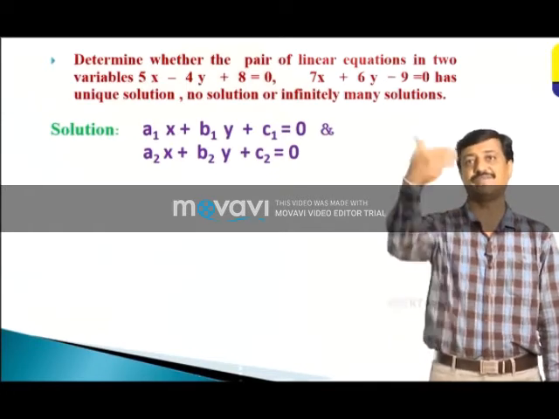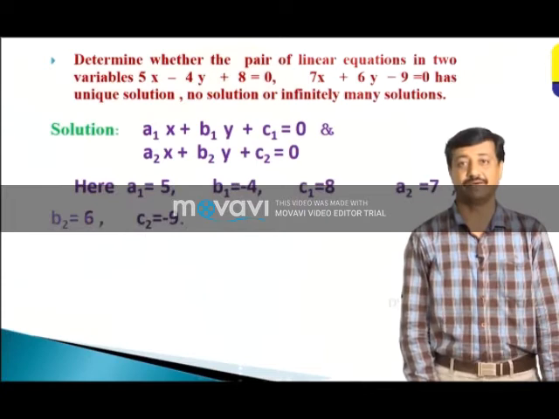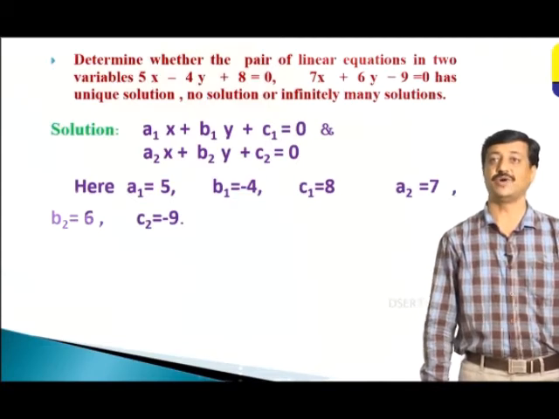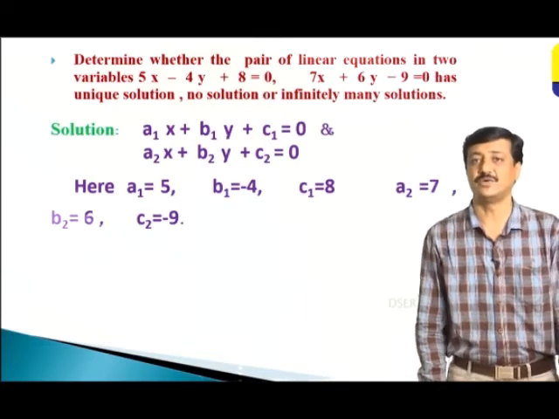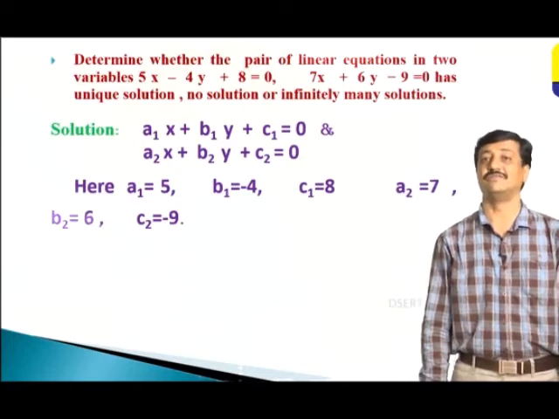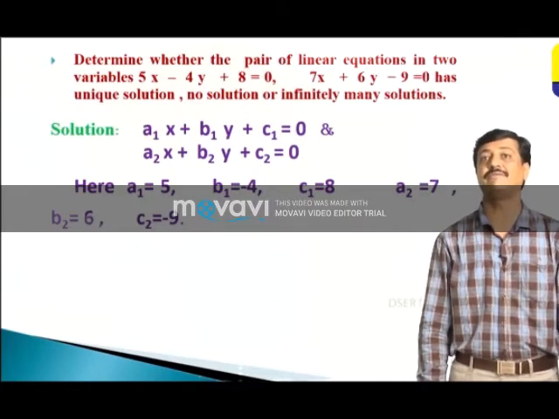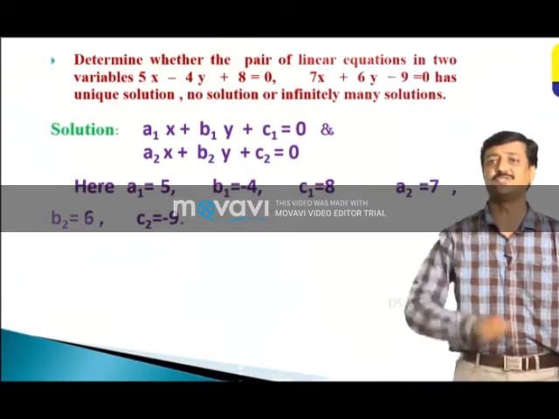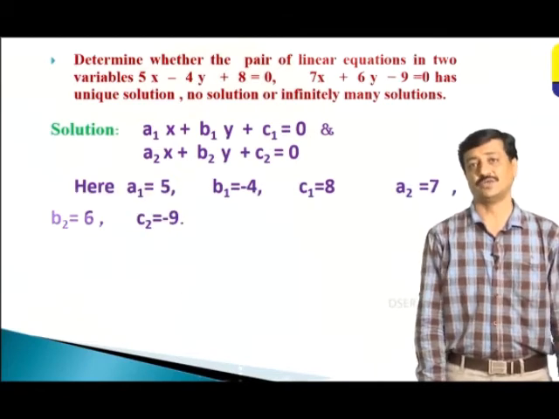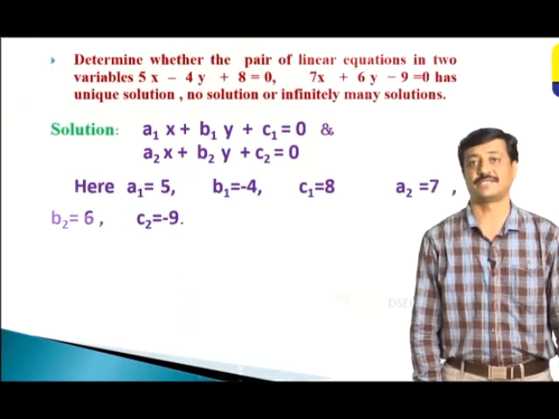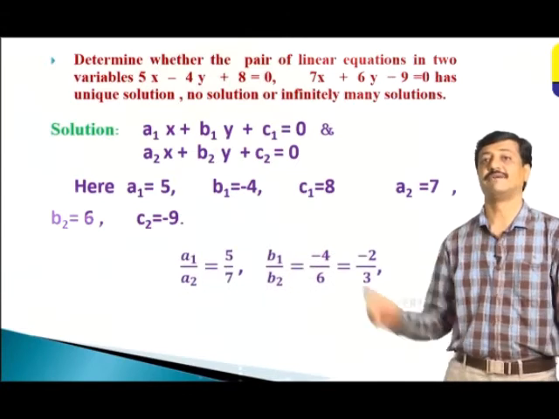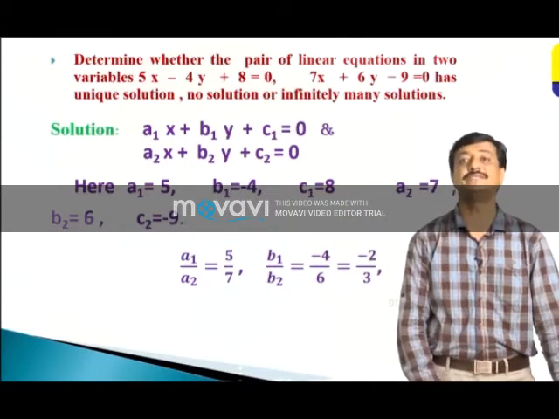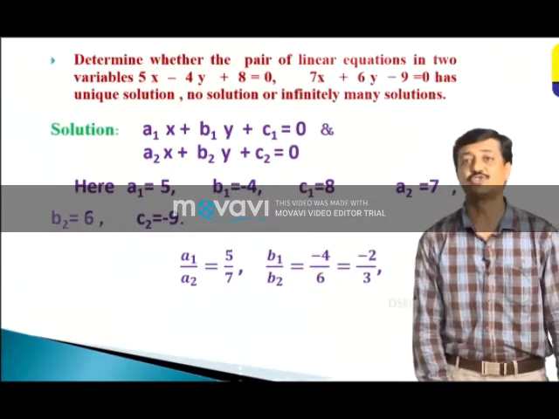If you compare this equation with the standard form, you will get the values of a1 as 5, b1 as minus 4, c1 as 8, a2 as 7, b2 as 6 and c2 as minus 9. So, these are the values. After comparing the given pair with the standard form, you can write these 6 values. Let us find out the ratios, a1 by a2 first. a1 by a2 gives 5 by 7. In the same way, b1 by b2 you can take minus 4 by 6. After cancellation, you will get minus 2 by 3.